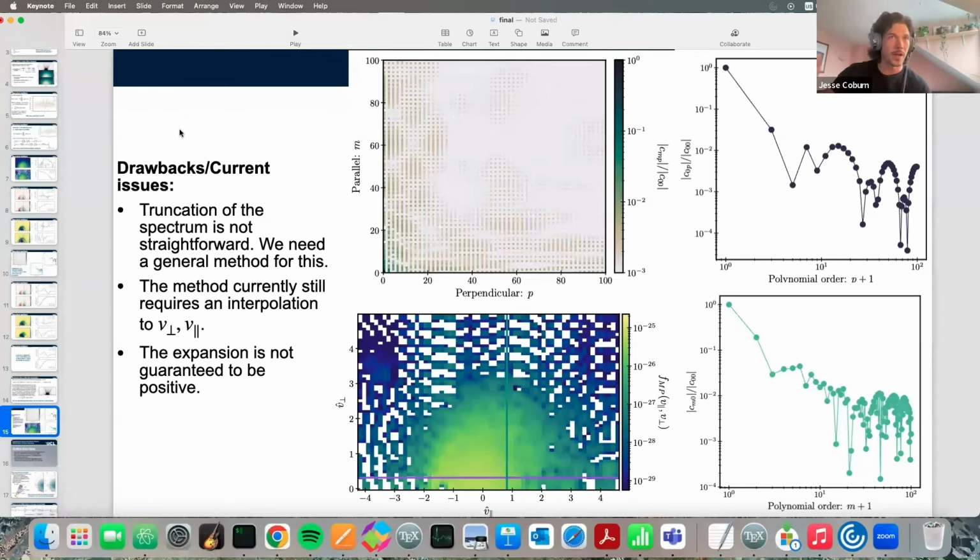So let's go to drawbacks and current issues. The truncation of the spectrum is not straightforward. We need a general method for this. I kind of have to do it case by case right now.